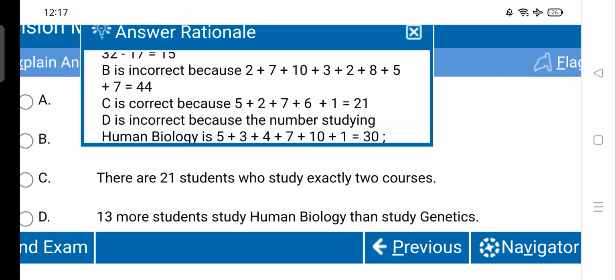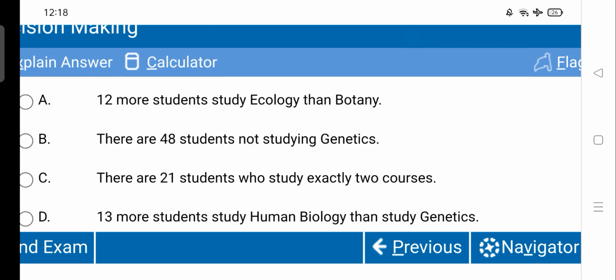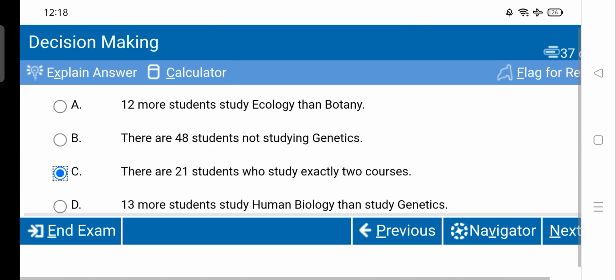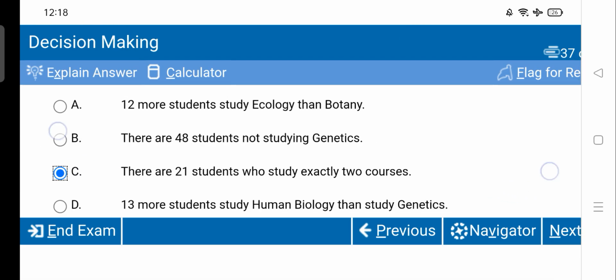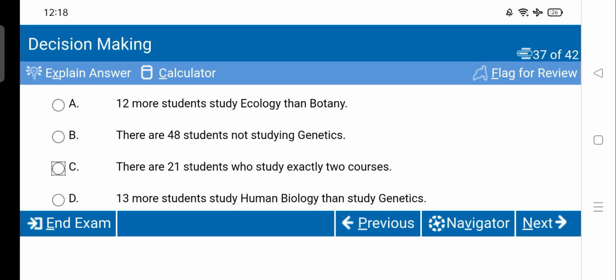C is correct because 5 plus 2 plus 7 plus 6 plus 1 equals 21, which is the exact number given in the option. D is incorrect because the number studying human biology is 5 plus 3 plus 4 plus 7 plus 10 plus 1 equals 30. So the correct option is option C, which says there are 21 students who study exactly two courses.